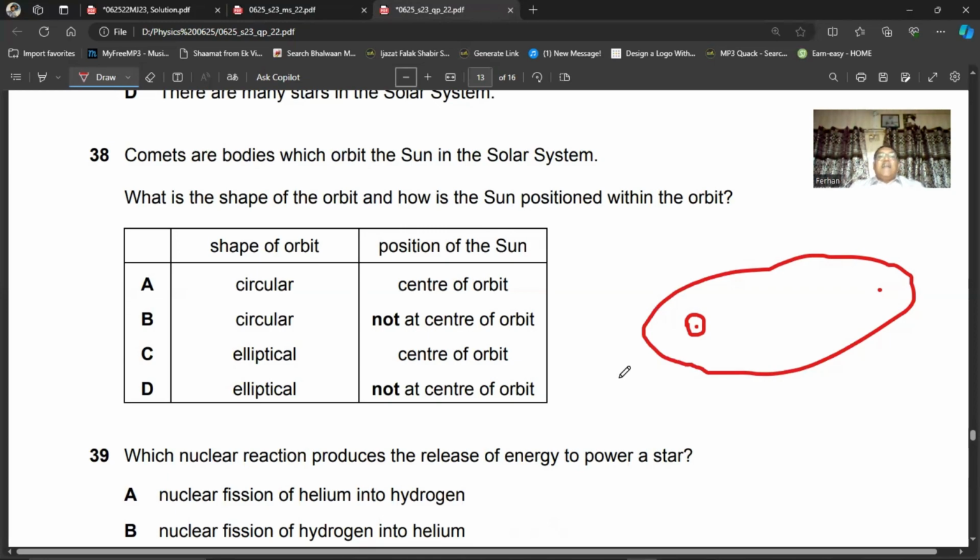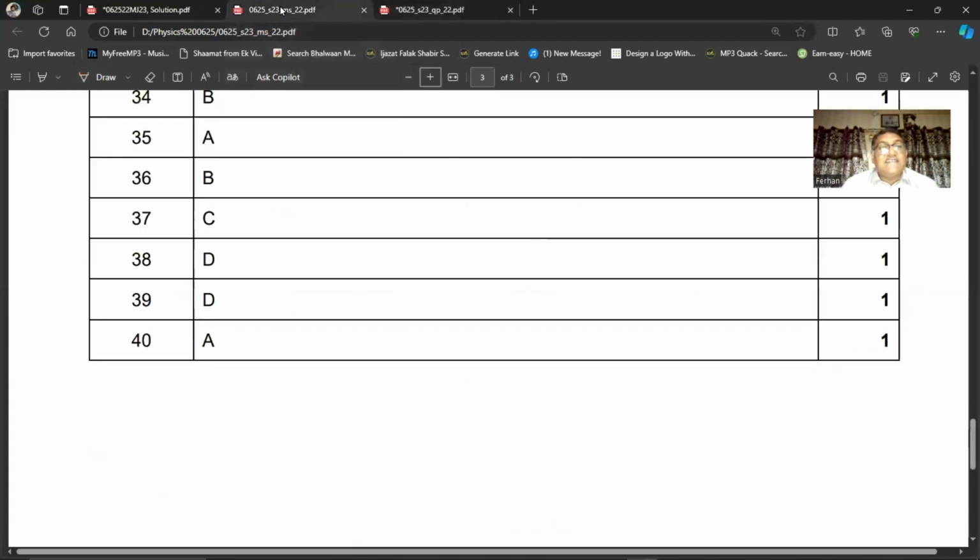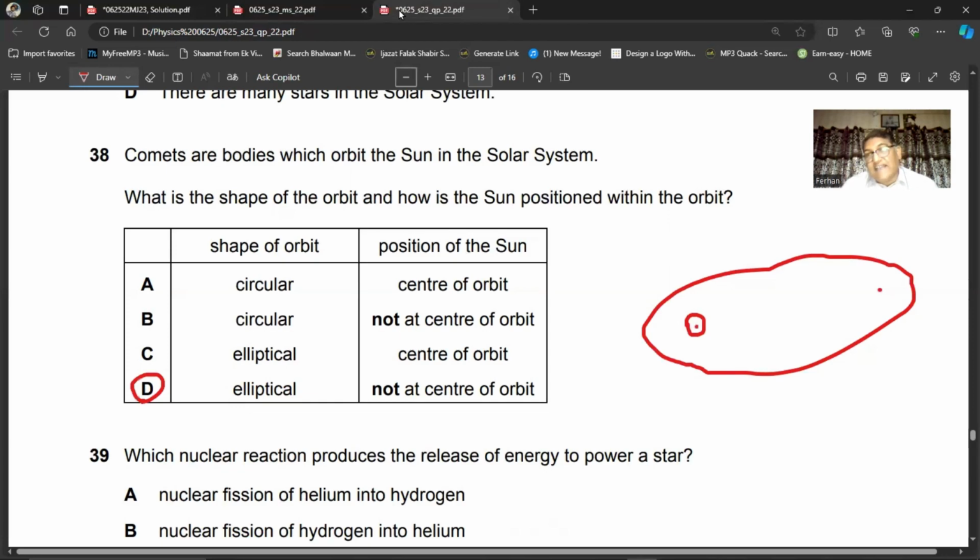So that means the sun is not at the center of the orbit. Okay. So the orbit of the comet is elliptical, and the position of the sun is not at the center of the orbit. It is at the focus of that elliptical orbit. So I think D looks the best answer. Elliptical, and the sun is not at the center of the orbit. So 38, D is the answer, sir. I hope you know this is called focus. The sun is on one of the focus.